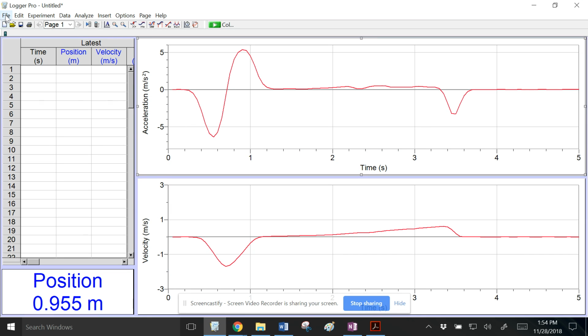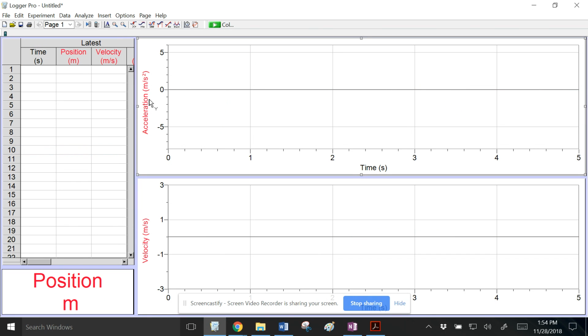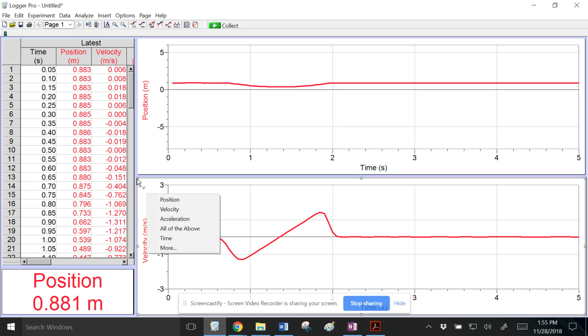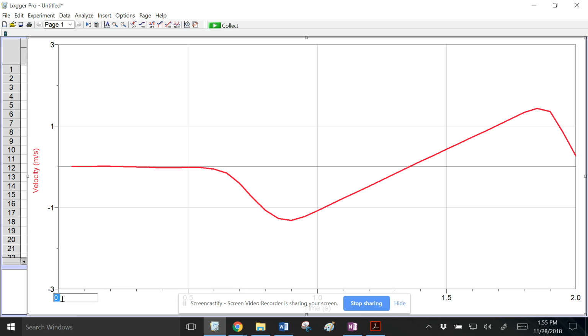All right, so if we pop over here and I clear all data. All right. Cart going up and down the ramp. Okay, looks like that. And then if we embiggen this velocity versus time graph, embiggen. And let me stretch it out a little bit too. We don't need this whole thing. Really helpful, thanks. 0.5.